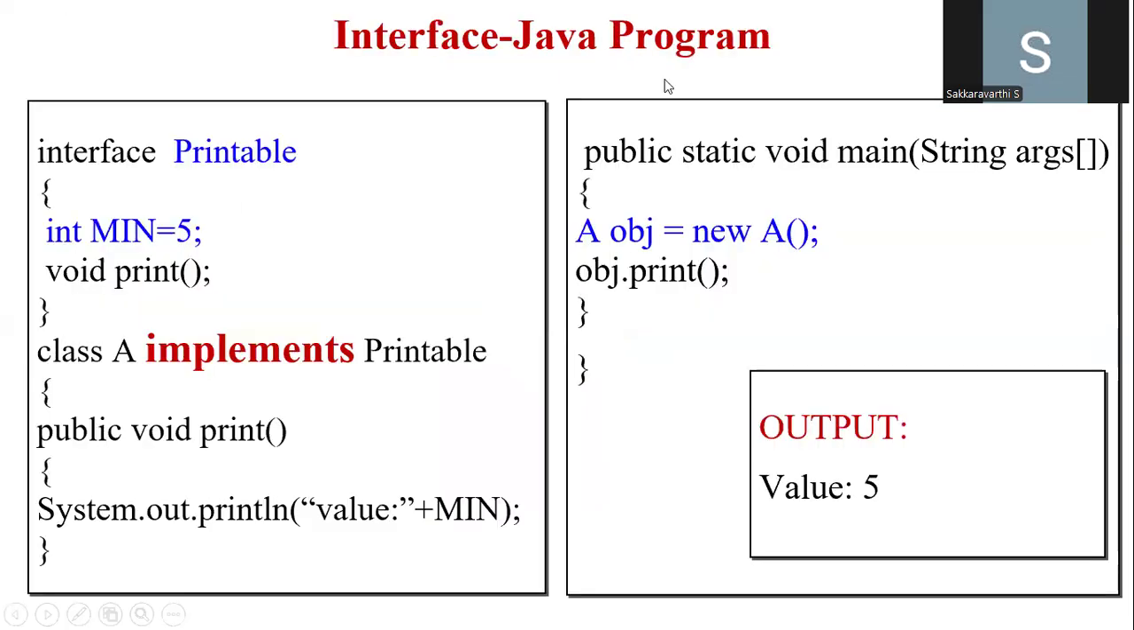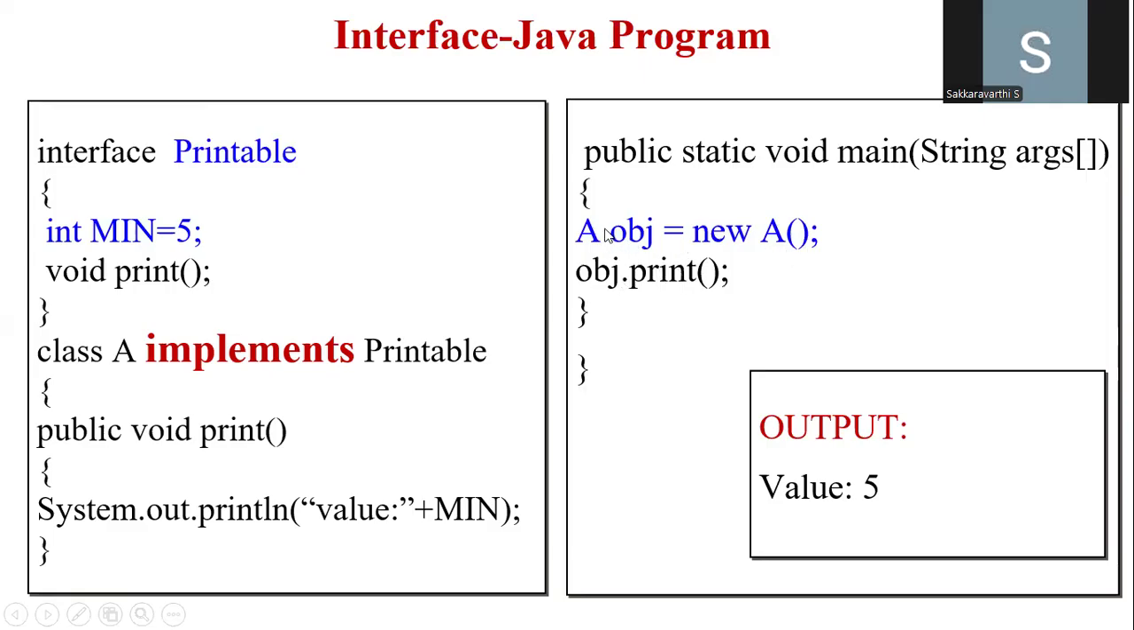So a simple example for an interface: interface name, int variable. Here the variable is constant and the method is abstract. Class A implements Printable. Implements is the keyword for implementing interfaces, whereas if we want to use a class, we have to use the keyword extends. Class A implements Printable, public void print(), System.out.println value; we are printing the value. Public static void main, A object equal to new A(); then object.print().